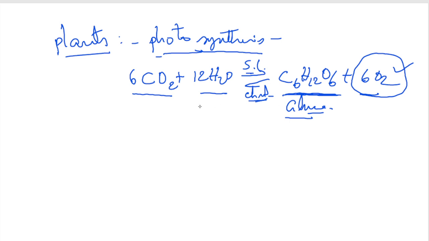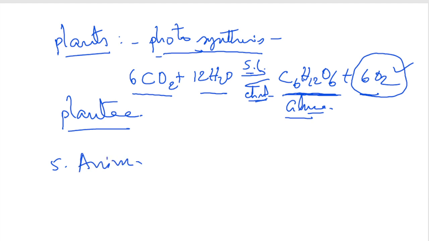That's about the speciality of photosynthesis, and photosynthesis is only performed by plants. All these plants belong to the kingdom Plantae. Okay, that's about the plants. Then the last one, the fifth kingdom, is Animalia. All the animals on the earth belong to the kingdom Animalia.